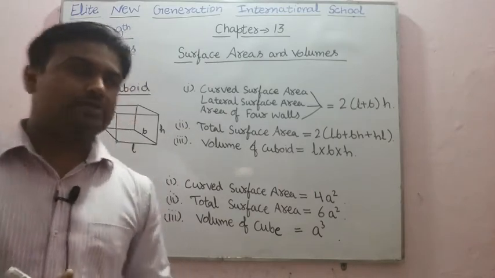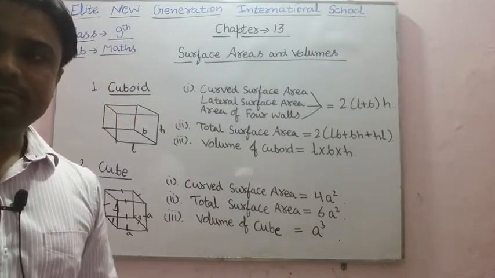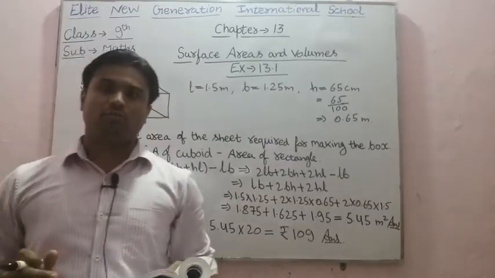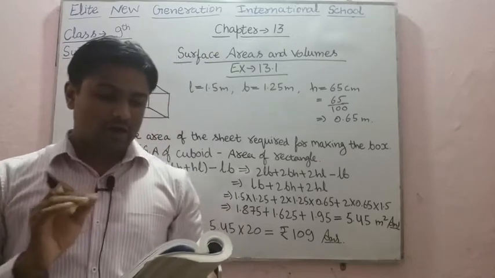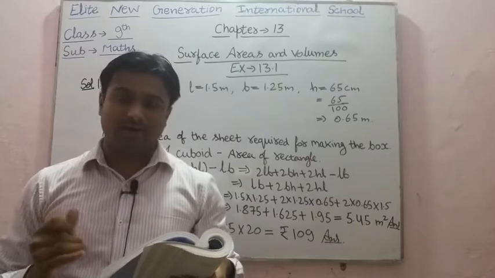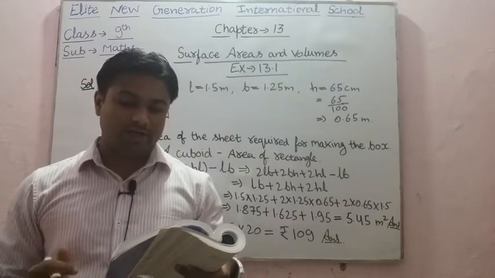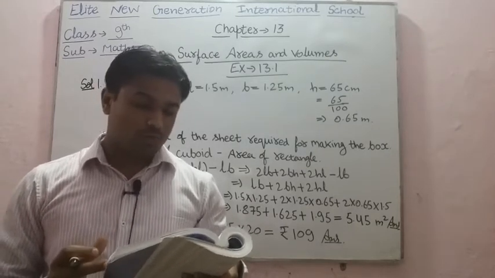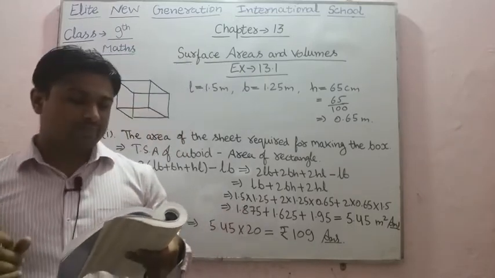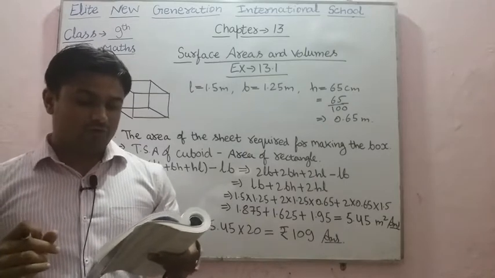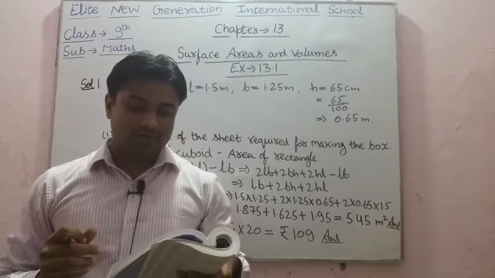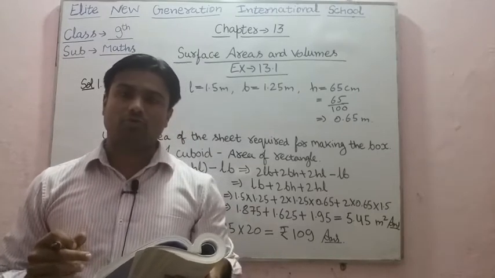So in exercise 13.1, see question number 1. In question number 1 we are given that a plastic box 1.5 meter long, 1.25 meter wide and 65 centimeter deep is to be made. It is open at the top. Ignoring the thickness of the plastic sheet, determine first the area of the sheet required for making the box, and second the cost of the sheet for it, if a sheet measuring 1 meter square costs rupees 20.